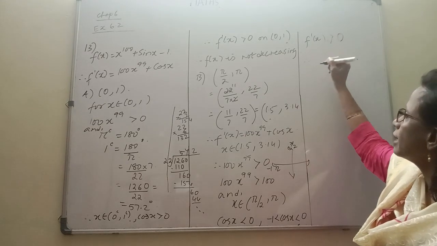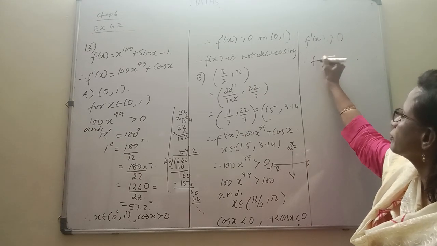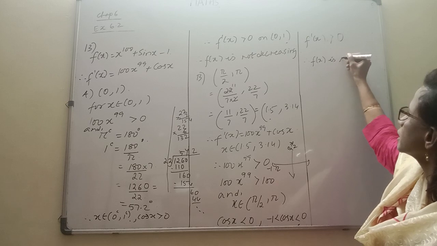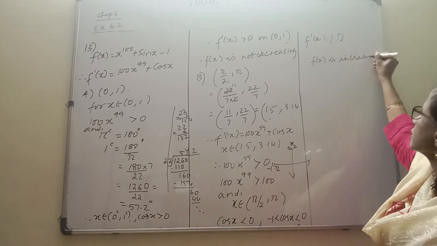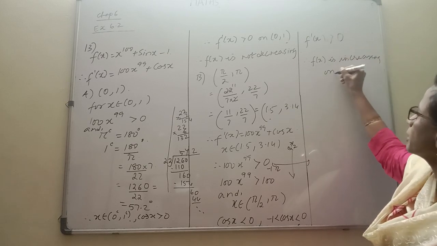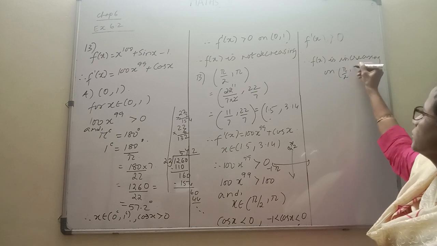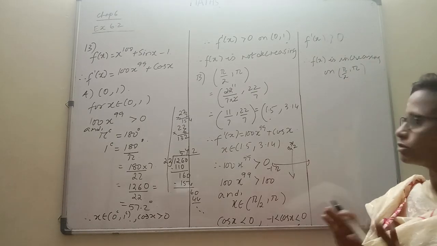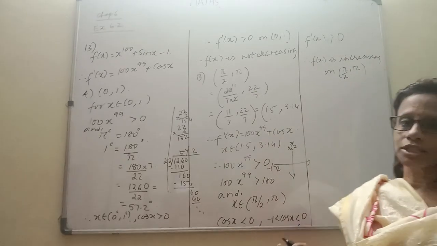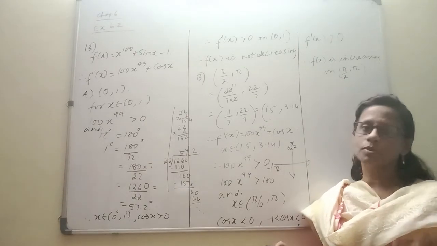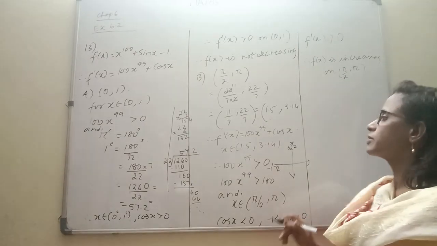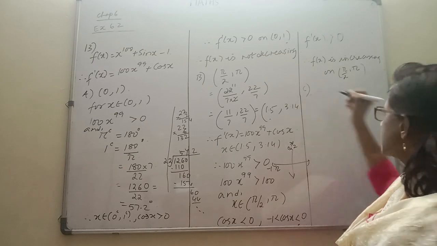Therefore the function is increasing, therefore f x is increasing on pi by 2 to pi. So that's a bit challenging. You have to get all things clear and make yourself explicit about your calculations and convince that yes, it is positive, and that's how it becomes positive. So that's the B subpart.